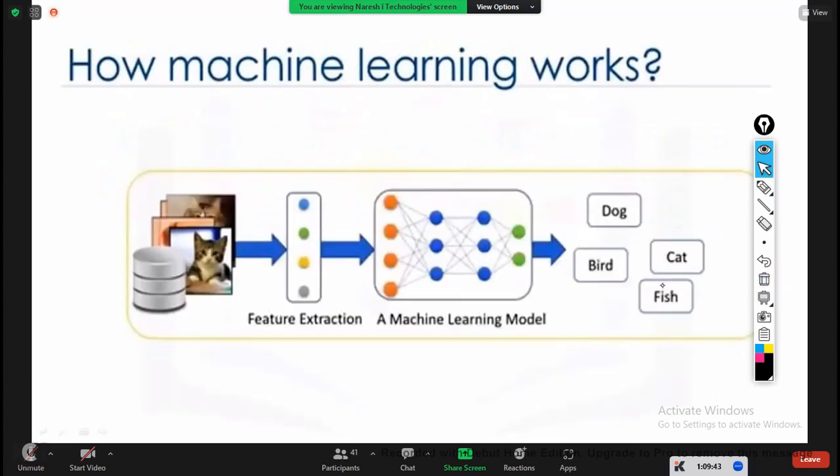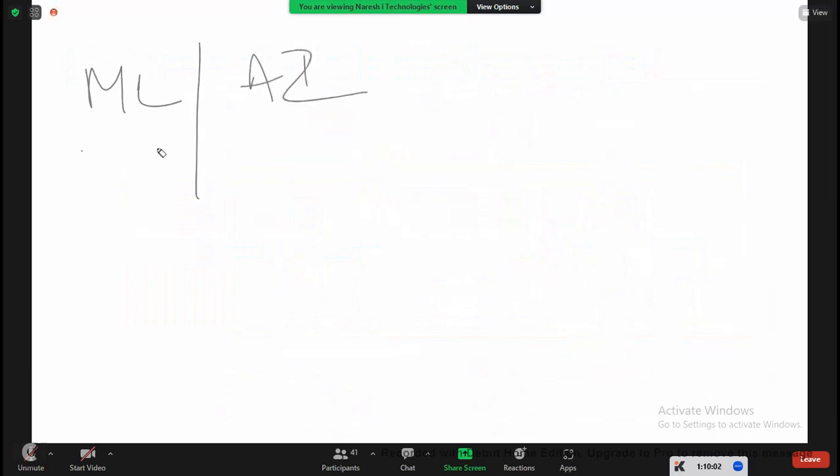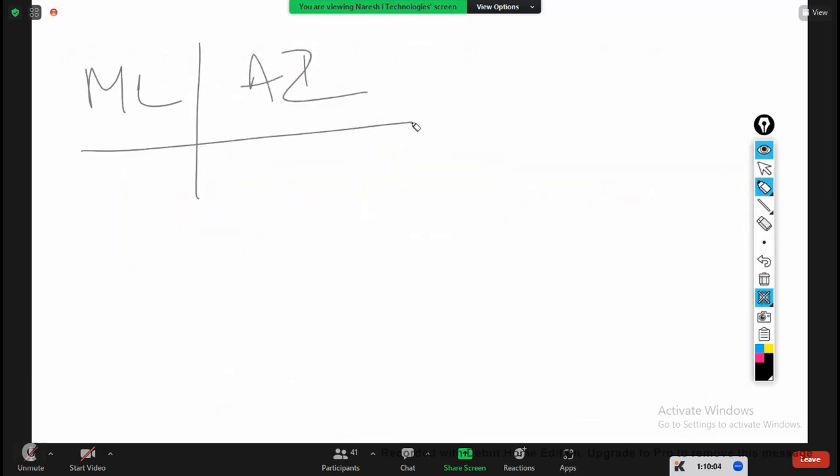So now the next one: how the machine will learn. Whatever data you have given, it will identify the features, and based on the features, it is going to predict the answer. To understand machine learning or artificial intelligence in a dead easy way, just go to any child.